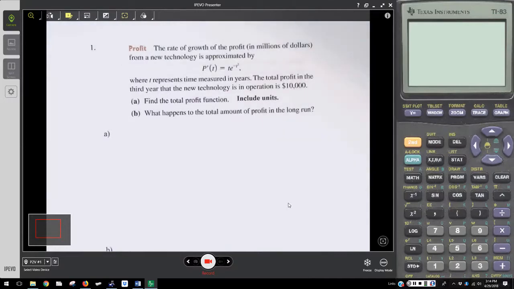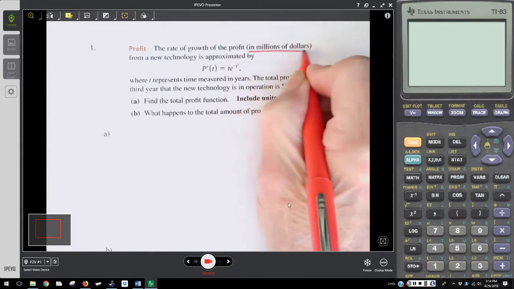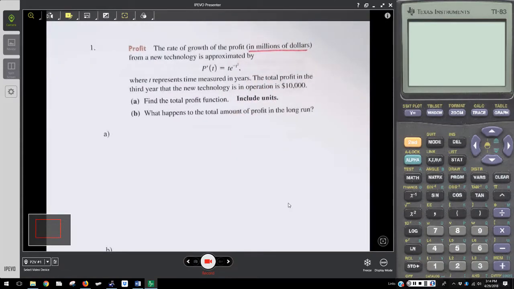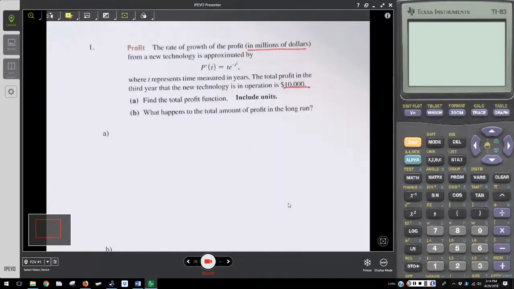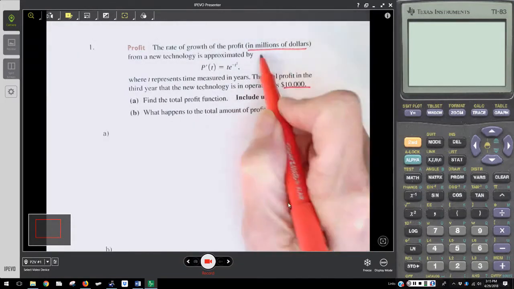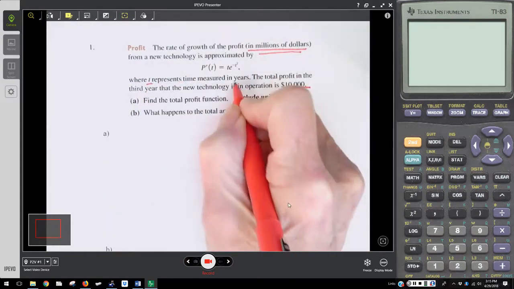Our first problem is about profit, and it says that the rate of growth in the profit in millions of dollars, that's very important, from a new technology is approximated by p prime of t equals t times e to the negative t squared. And t represents time measured in years. And it tells us that the total profit in the third year that the new technology is in operation is $10,000. And we are to find the total profit function including units, which means that we're going to include the idea that the total profit is in millions of dollars and t is the year in which that profit is made.